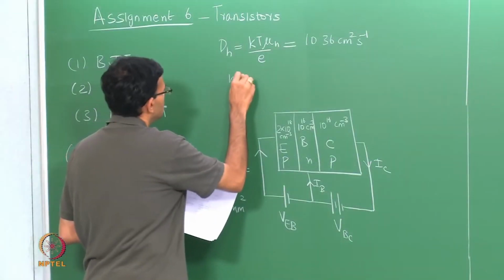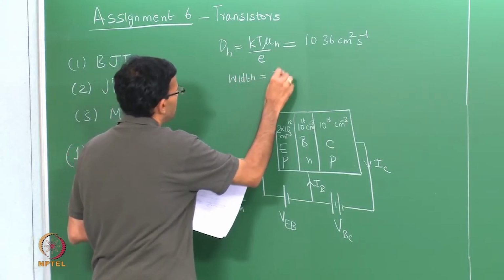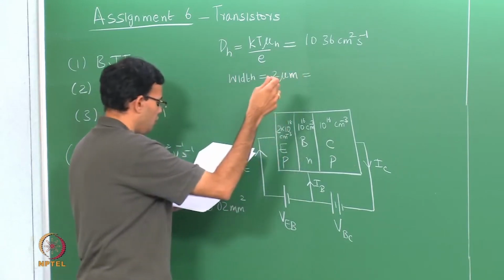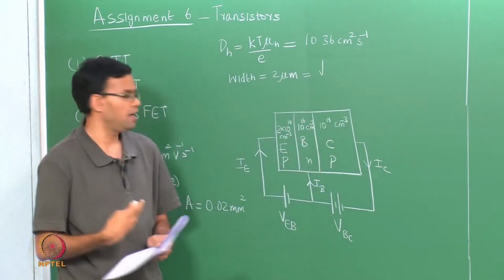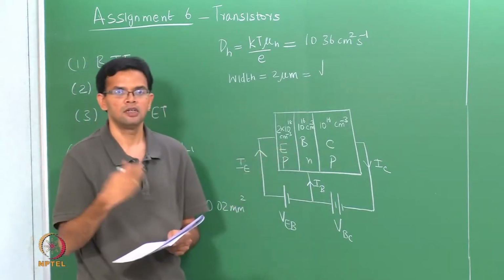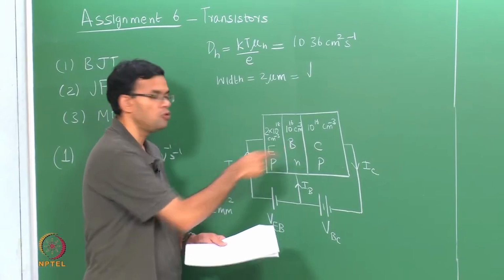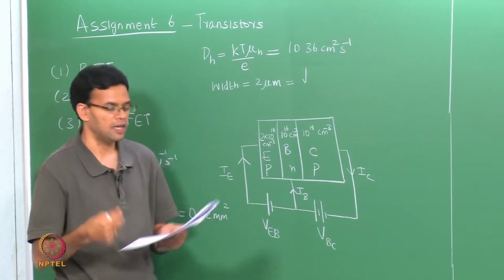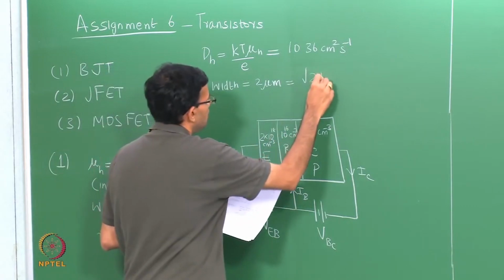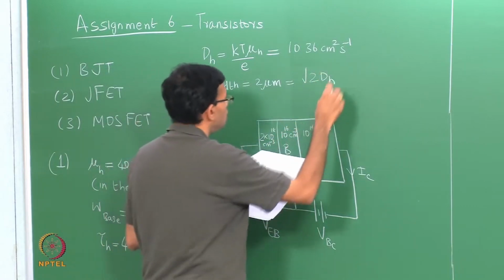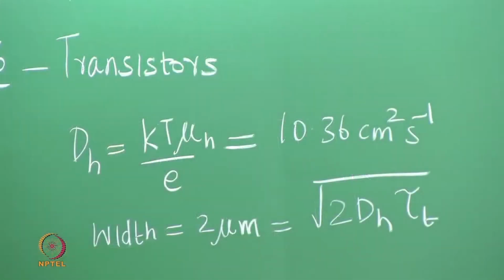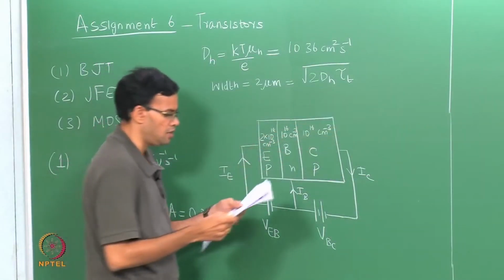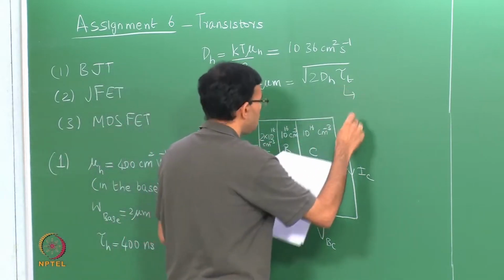Once we know the diffusion coefficient, we also know the width of the base, which is 2 micrometers, from which we can calculate the minority carrier transit time, or the time it takes for the holes to go through the base and to go from the emitter to the collector. This is assuming simple 2 dimensional diffusion. So, this width is equal to square root of 2 times the diffusion coefficient D_h times the transit time.